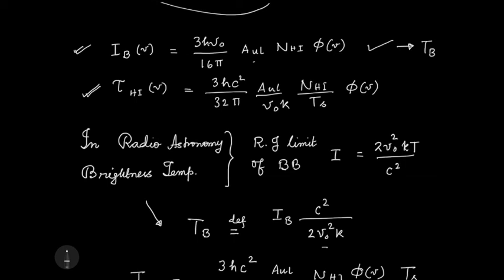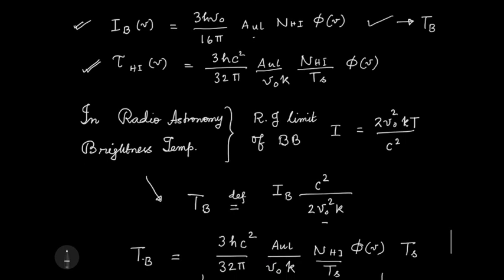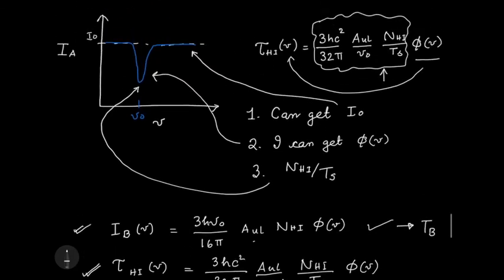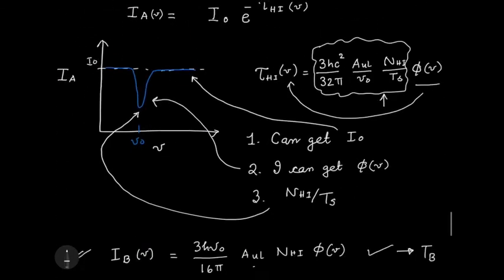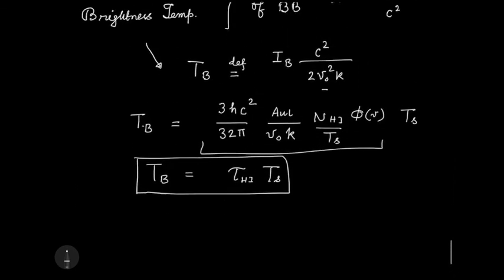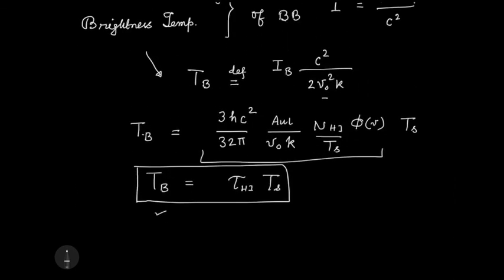So we agreed that we can measure I_B, and if we can measure I_B, we will also be able to measure T_B, and we can measure tau. That also we agreed. These two we can measure from the two observations that are happening along two lines of sight A and B here. If I have these two observations, I can put T_B here and tau here. I can figure out what is T_S.